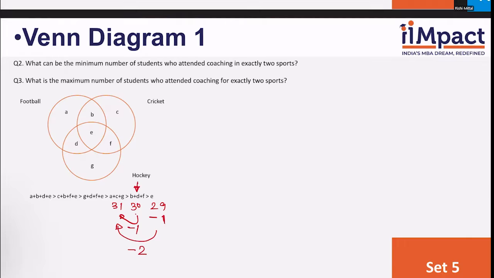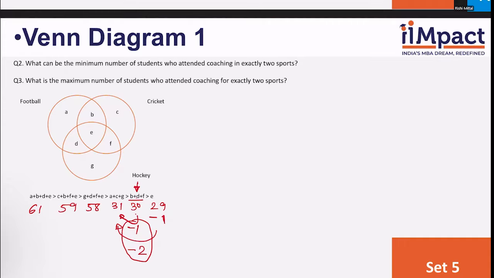Correct? All right. So I know essentially that every time I move this B plus D plus F one number down, there are three sport instances which are getting reduced. For the sake of this discussion, let's take this as 61, 59, and 58, because these are the numbers that we have already figured out in the above two questions.